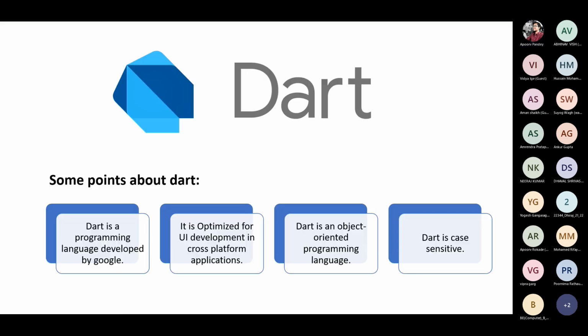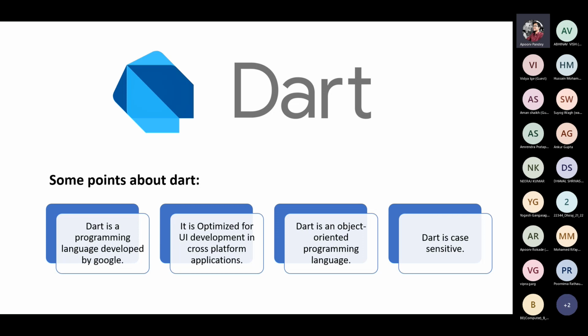So some points about Dart. Dart is a programming language, again developed by Google. This is an important point here. It is optimized for UI development. Dart is specifically optimized for UI development in cross-platform applications, and that's why it is being used in Flutter right now.